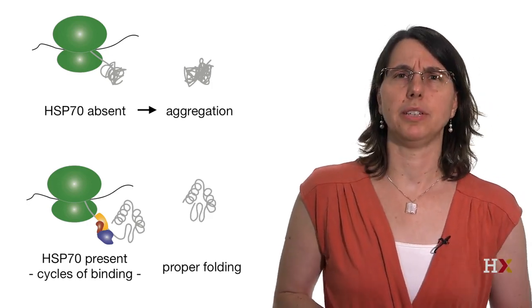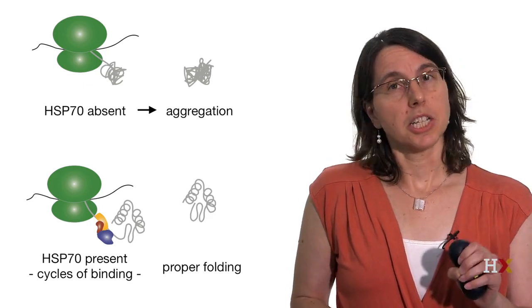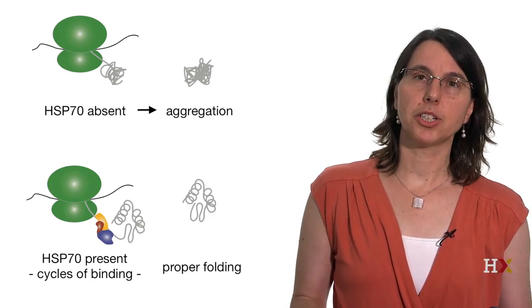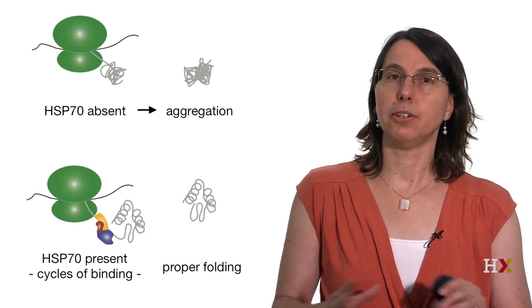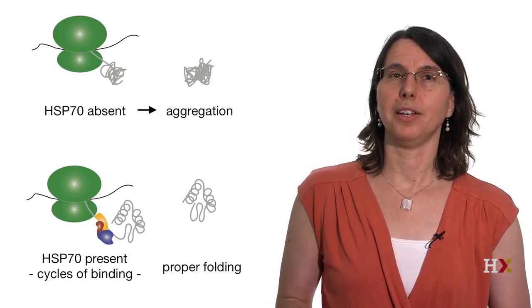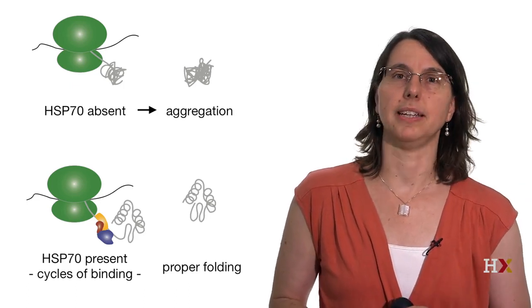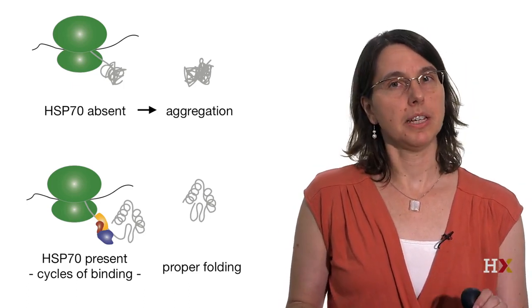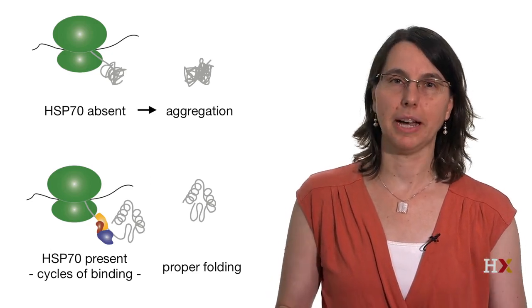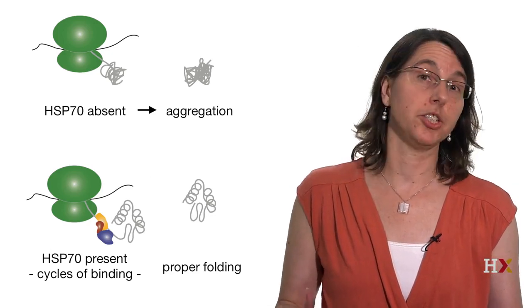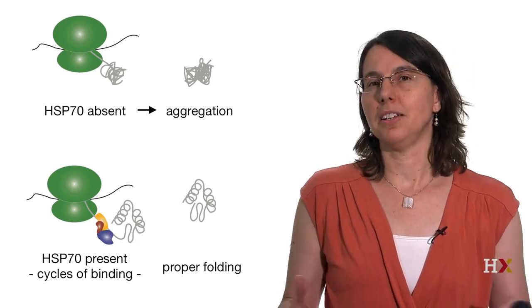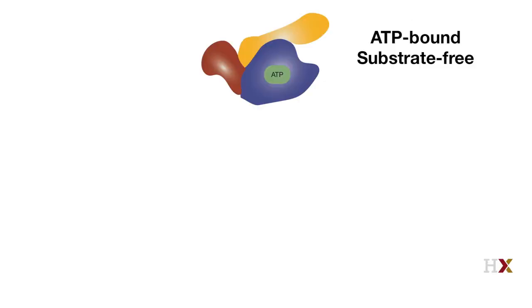But how would it do that? The HSP70 interacts preferentially with hydrophobic residues. It will transiently mask these hydrophobic residues and prevent aggregation. But the key word here is transient, because HSP70 also needs to release the substrate to allow it to try to fold. If it was stably bound, it would effectively be just another kind of aggregate instead of preventing the aggregates that it should prevent. So how does HSP70 interact only transiently with its substrates?